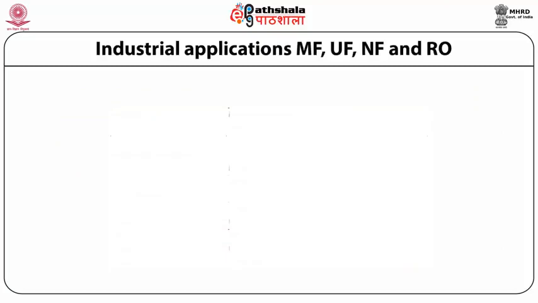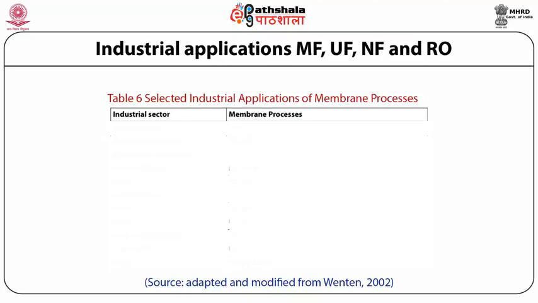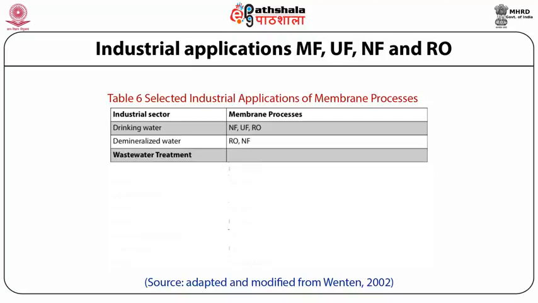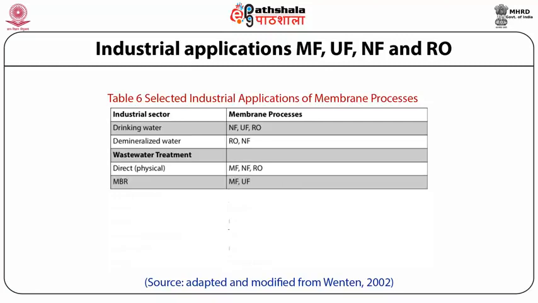So first we will look at table 6, which shows the selected industrial applications of membrane processes. If we take the industrial sector, which are the different membrane processes used? For drinking water, we have already seen that the water industry overall has the highest utilization of membranes. So for drinking water, NF, UF and RO are used. For demineralized water, RO and NF are used. For wastewater treatment, mainly MF, NF and RO are used, and for MBR, MF and UF are used.